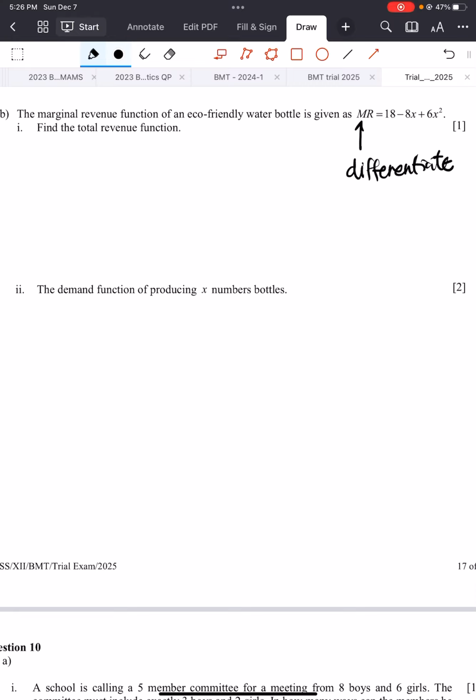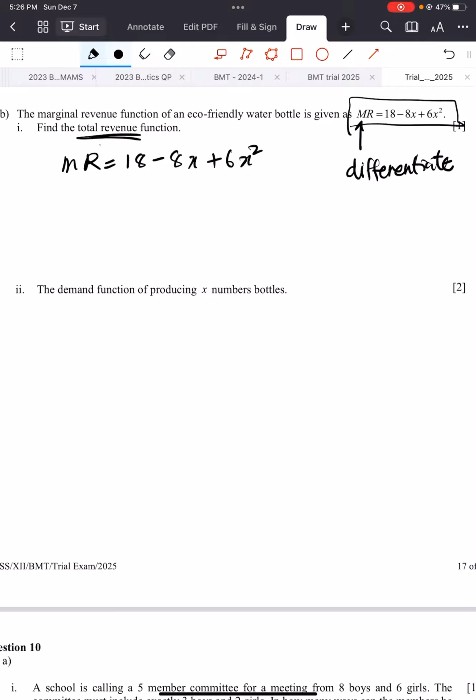So what are you going to differentiate? If it is revenue, then marginal revenue. The marginal revenue function is given. Find the total revenue. So MR is 18 minus 8x plus 6x squared.